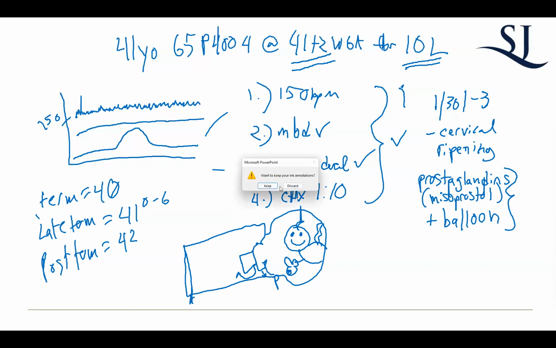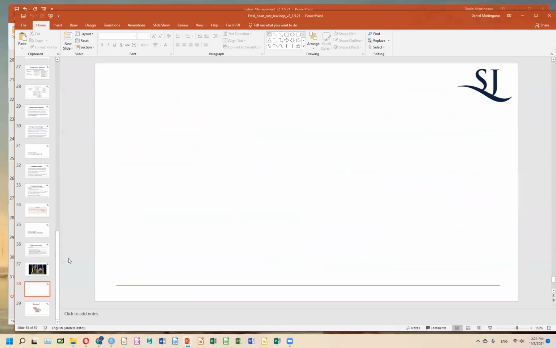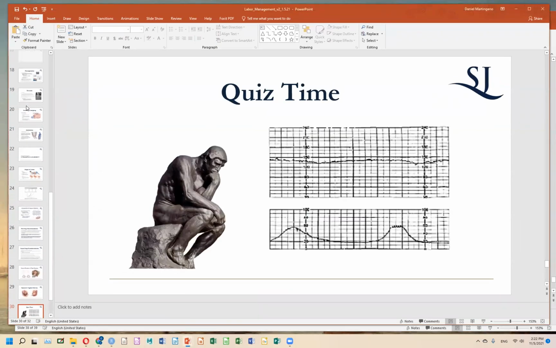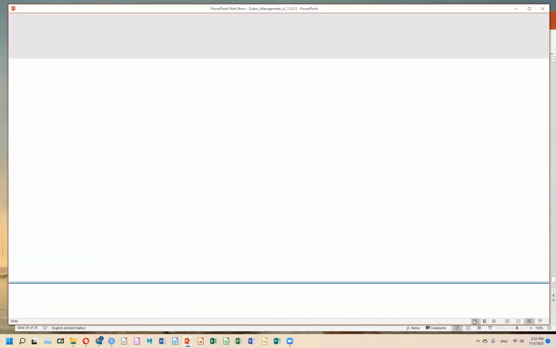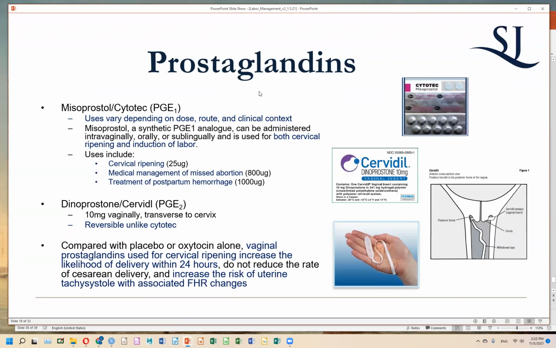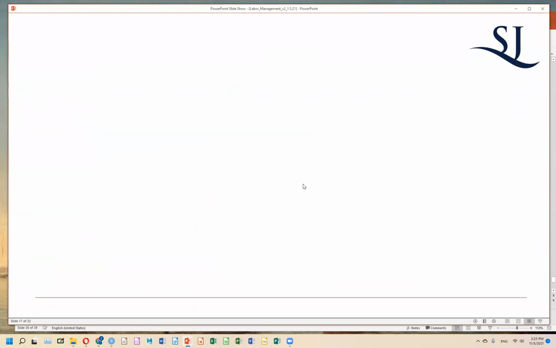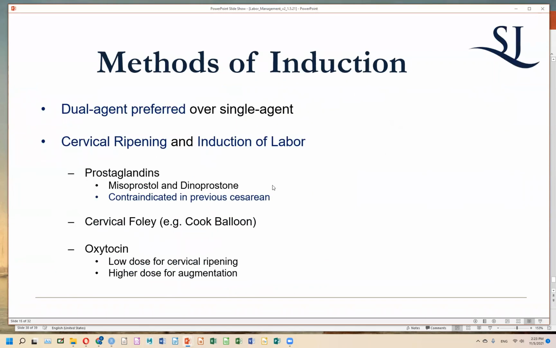What I'll do is bring up that picture again to saturate your memory. So remember, your prostaglandins include misoprostol and dinoprostol. And that's your cervical ripening agents. Prostaglandins you can use with your cervical Foley, and then low dose oxytocin, but really if you can use your prostaglandins, you should. That's basically what's standard.